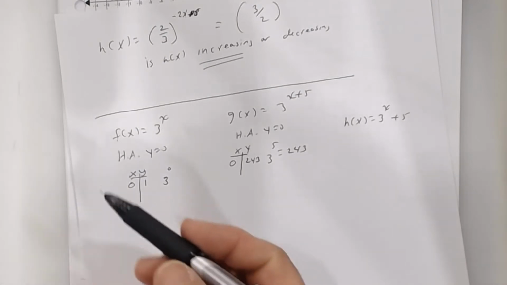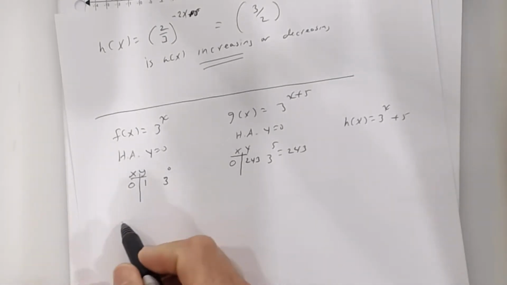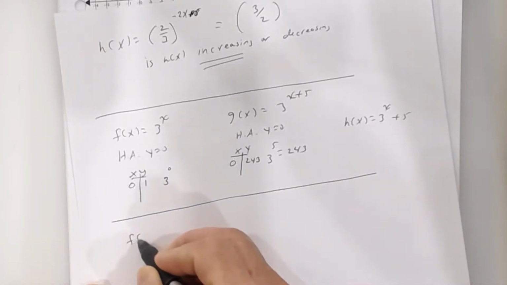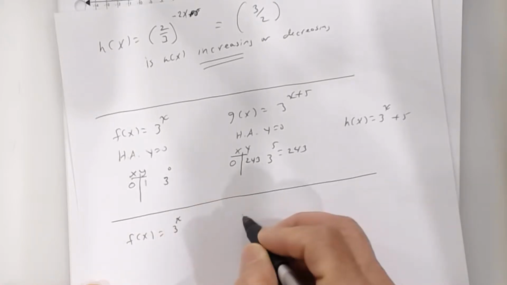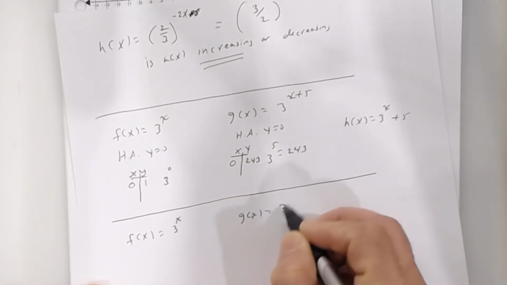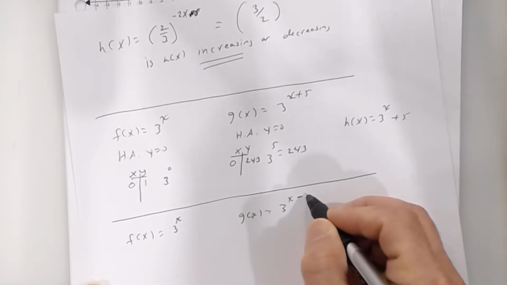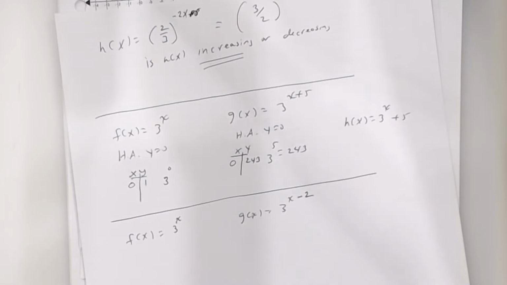So let me kind of make the function easier to graph. That's within hours. Let's do 3 to the x, and then let's do 3 to the x minus 2. Okay, I think that'll be okay. 3 to the x minus 2.